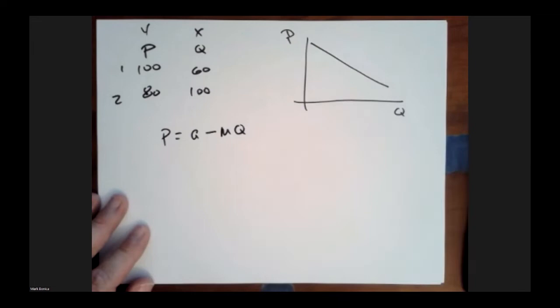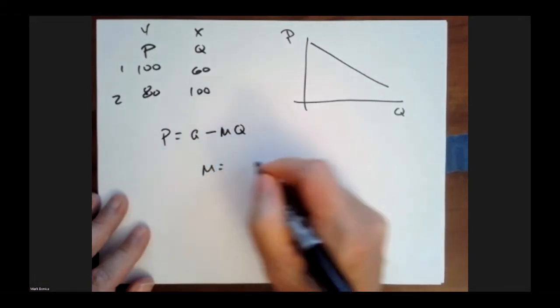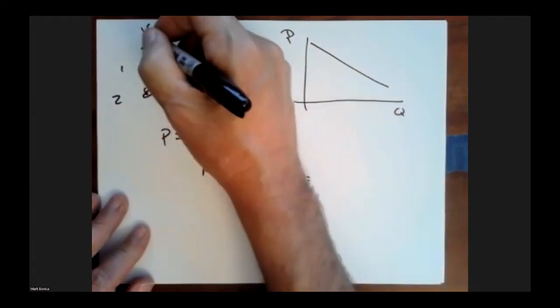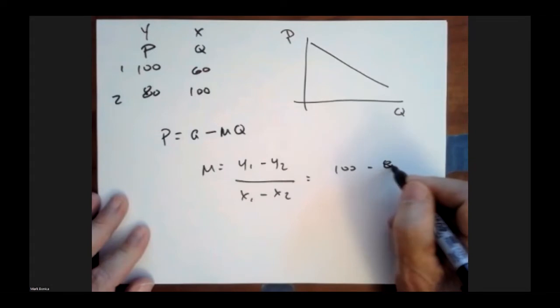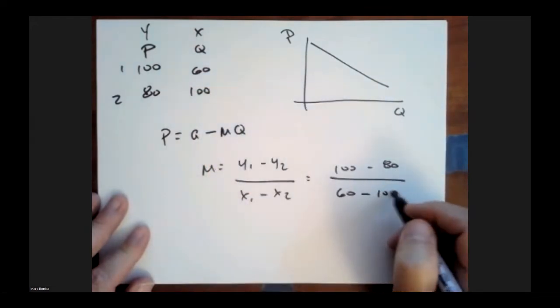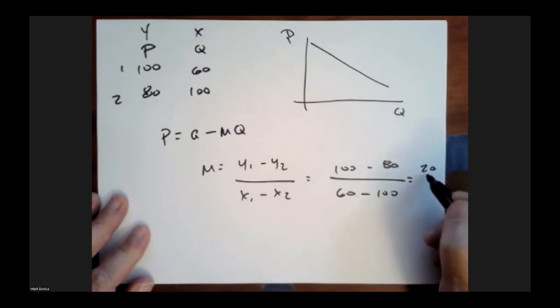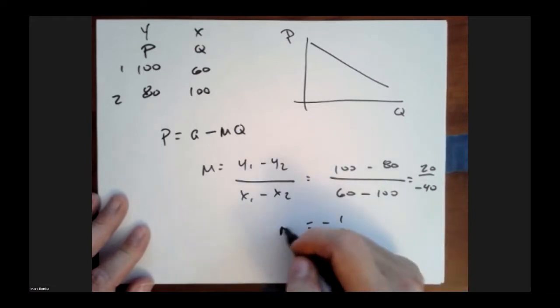The first thing we're going to do is figure out the slope by doing m equals y1 minus y2 over x1 minus x2. P is our y variable, so P1 is 100, P2 is 80, x1 is 60, and x2 is 100. This is a downward sloping line, so this has got to be a negative number. If we don't get a negative number, we know we did something wrong. So 100 minus 80 is 20. 60 minus 100 is minus 40. So 20 over minus 40 is minus 1/2. So m equals minus 1/2.